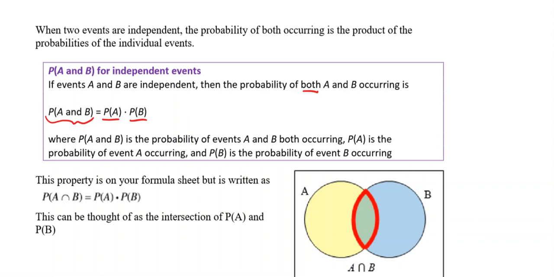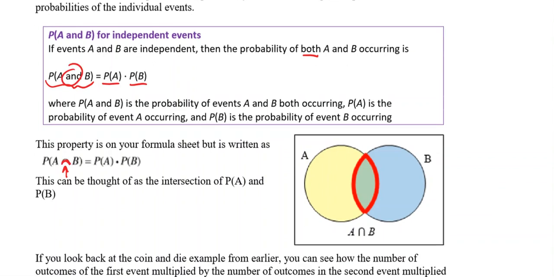Now, this formula is actually on your formula sheet as well, but it's written a little differently, because, from our last unit, it uses a little bit of set notation. It says probability of A intersection B, which is and. So this is why I brought our picture back up again. Probability of A and B is the area of overlap, which is a good way to think about that.